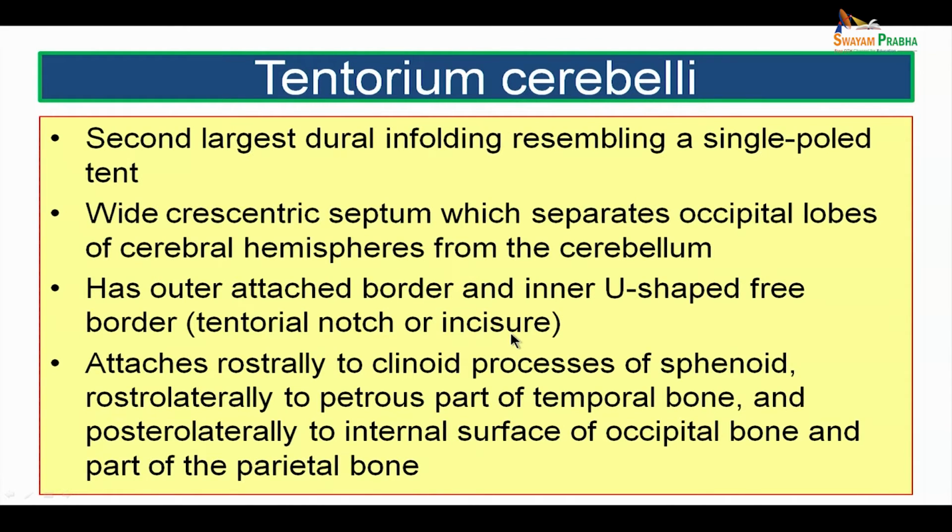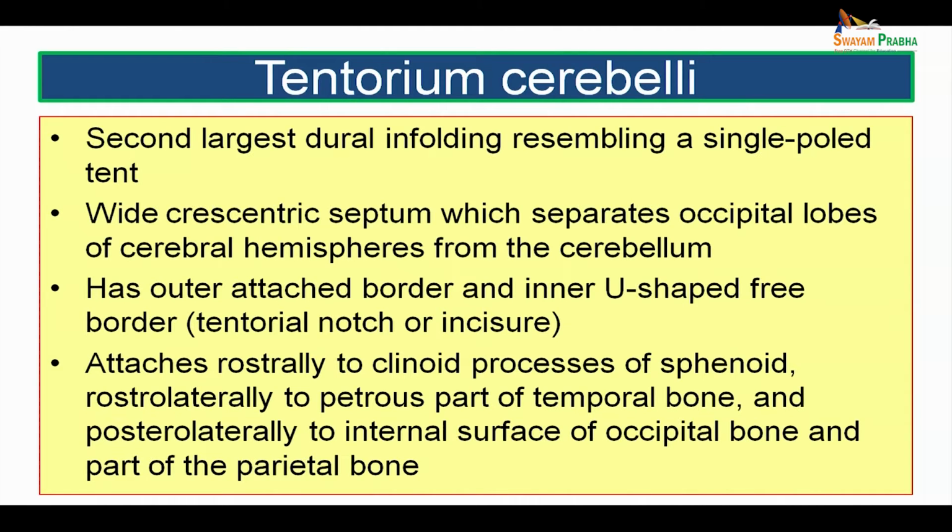We go on to the next dural fold, the tentorium cerebelli. This is the second largest dural infolding, resembling a single-poled tent. It is a wide concentric septum which separates the occipital lobes of the cerebral hemispheres from the cerebellum. It has an outer attached border and an inner U-shaped free border which is called the tentorial notch or incisure.